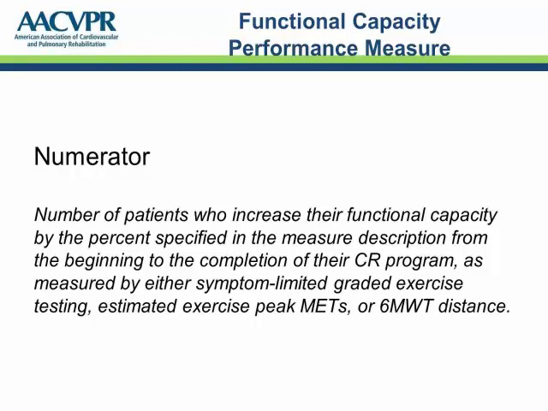The numerator includes those patients who actually meet the performance measure, and it's defined as follows. The number of patients who increase their functional capacity by the percent specified in the measure description from beginning to completion of their cardiac rehab program, as measured by either symptom-limited graded exercise test, estimated peak METs during an exercise session, or 6-minute walk test distance.